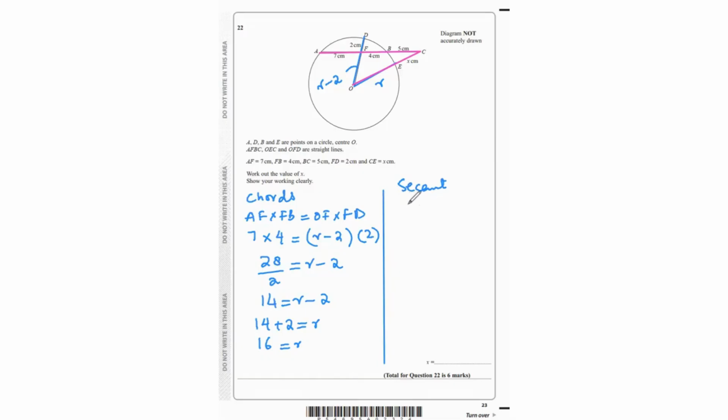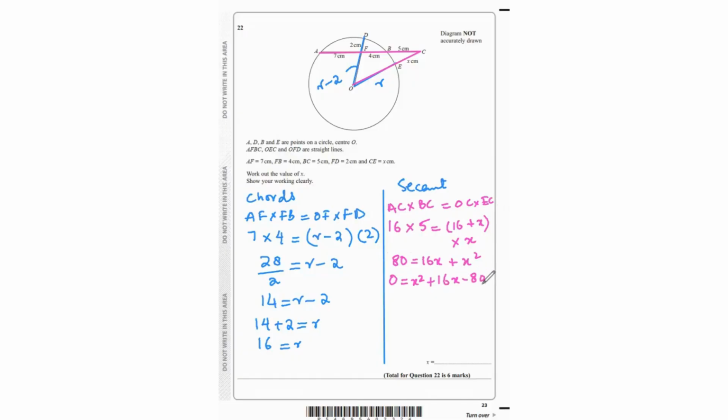So that's going to be 7 plus 5 plus 4. AC times BC equals OC times EC. So AC is going to be 7 plus 4 plus 5, which is 16. BC is 5, equals OC, which is 16 plus x, times x. So 16 times 5 is 80. 80 equals 16x plus x squared. Bring everything on one side. So x squared plus 16x minus 80.